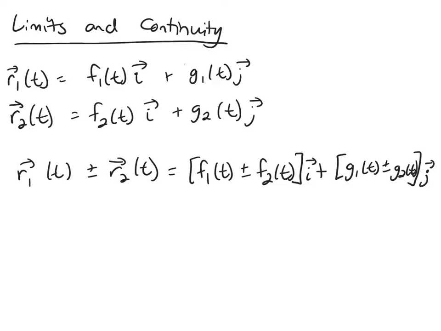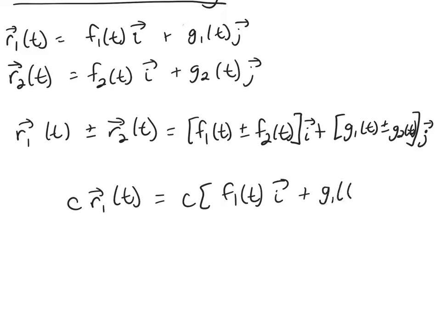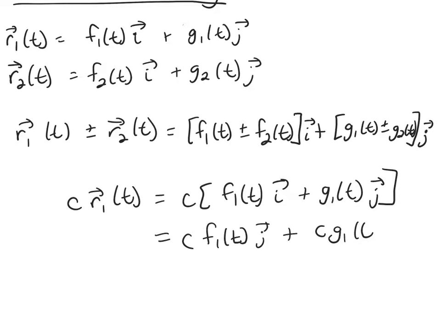And then what if I want to take a scalar multiple of a vector function, c times r1? What would that look like? Well, how do I do a scalar multiple of a vector? You essentially just distribute it out into each one. So this would be c times the function f1 i plus c times the function g1 j.